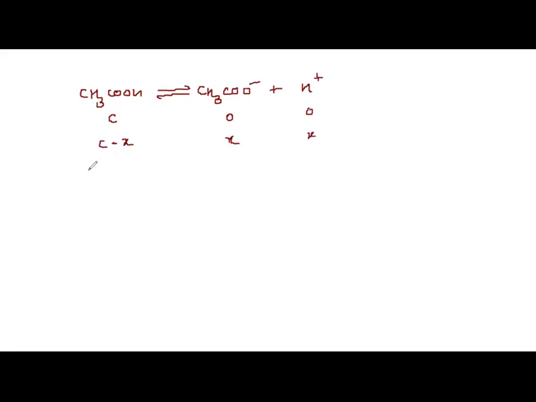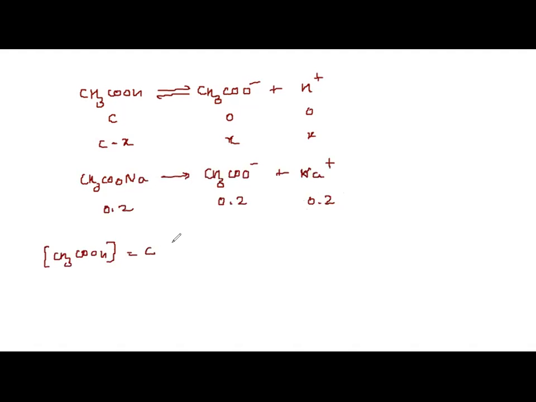Correct? What is CH3COONa? It is a salt. It undergoes complete dissociation to give CH3COO minus plus Na plus. And they have said it is how much? 0.2 molar. So this will give me 0.2 and this will also give me 0.2 molar. Correct? Okay. Acetic acid, CH3COOH concentration, if you see, it is C minus X, and that is nearly equal to 0.1, as they have said acetic acid is 0.1.